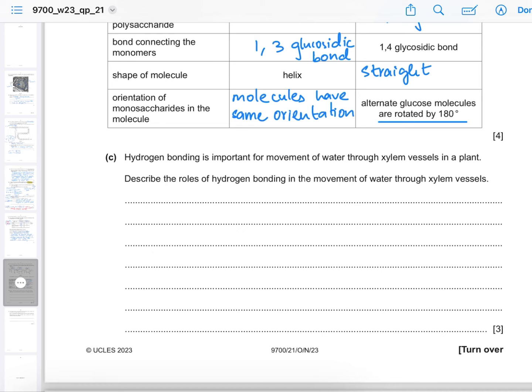Hydrogen bonding is the reason for the adhesion force which occurs between water molecules and cellulose in the xylem wall, so that water molecules are attracted to these molecules. And hydrogen bonding will also cause the cohesion force, which is a force between water molecules. This forms a continuous column of water through xylem.